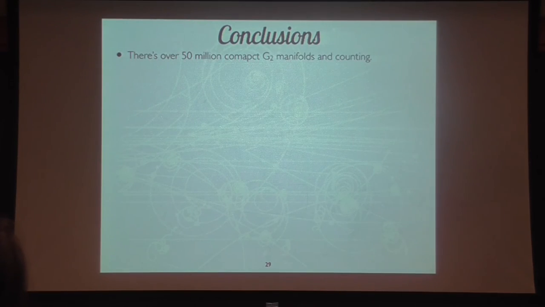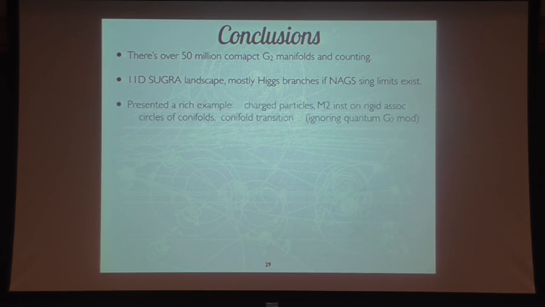Anyways, so there's 50 million compact G2 manifolds. I can't spell apparently. And this is an 11D supergravity landscape, and nearly everything there is Higgs branches. If a non-abelian gauge enhanced limit exists, they're nearly all Higgs branches because V2 is 0 for nearly all of the examples. But in a sense, that's a crutch, just to be able to mask it.